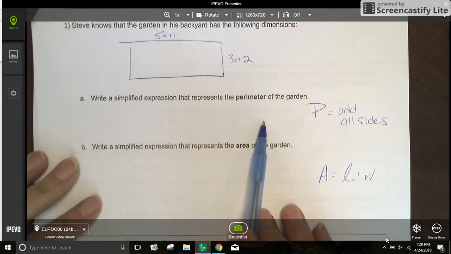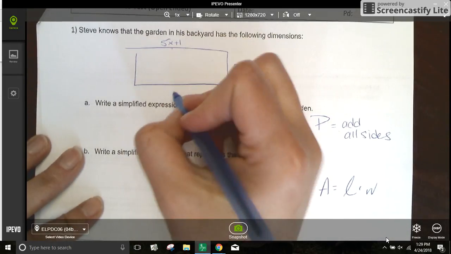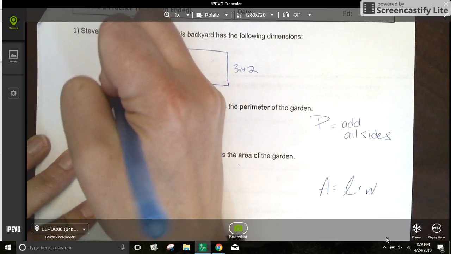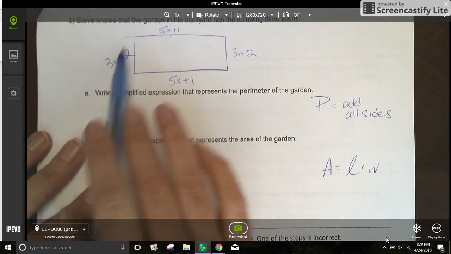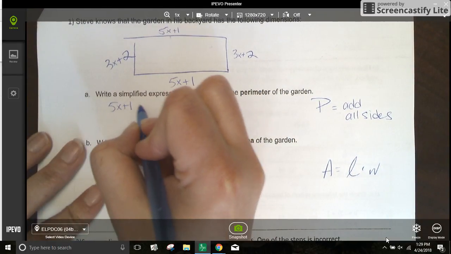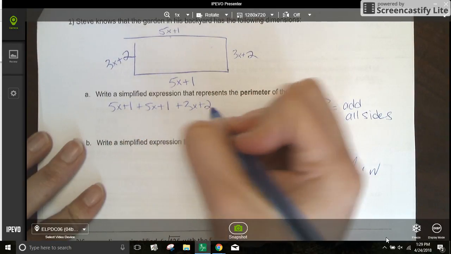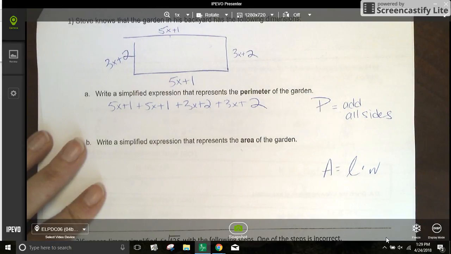So for this top part, they want you to add all the sides. Well, it's a rectangle, so if this is 5x plus 1, this is 5x plus 1. And if this is 3x plus 2, this is 3x plus 2. So perimeter means we are going to add up all these sides. So I have 5x plus 1 plus 5x plus 1 plus 3x plus 2 plus 3x plus 2. All I did was add everything together.